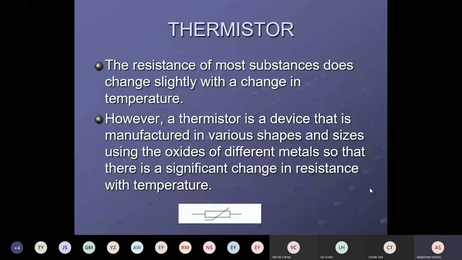Next, thermistor. A thermistor is a device that responds to change in temperature. It is manufactured in various shapes and sizes using oxides of different metals, so that there is a significant change in resistance for a change in temperature. So remember the symbol. This is the symbol for a thermistor.